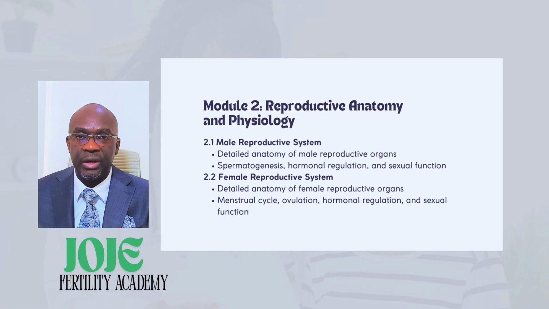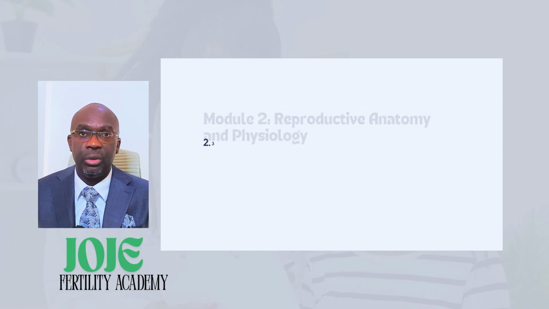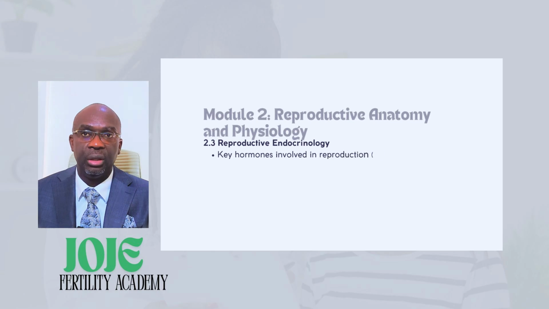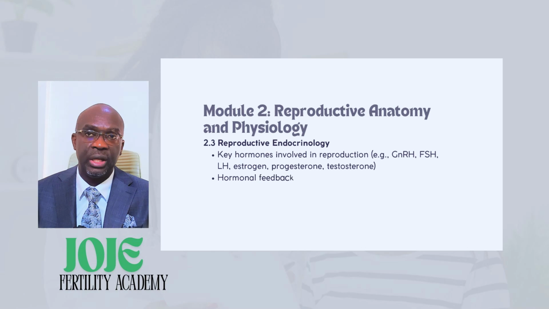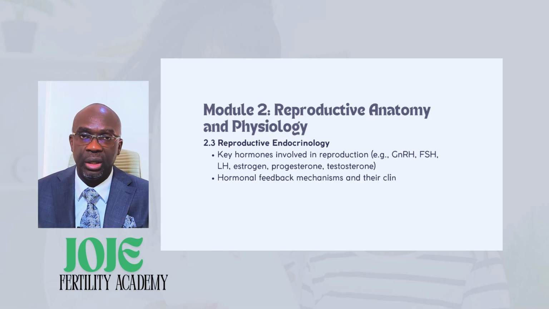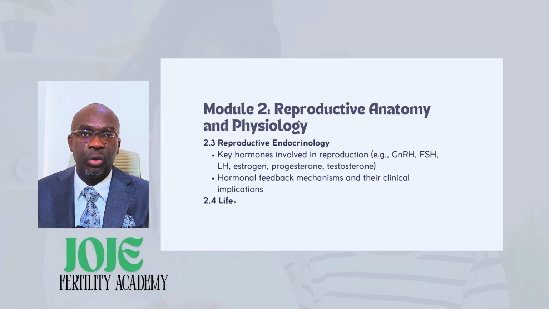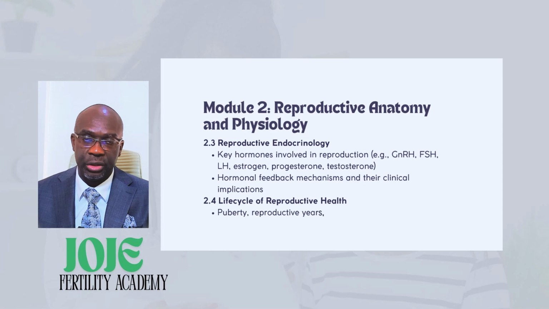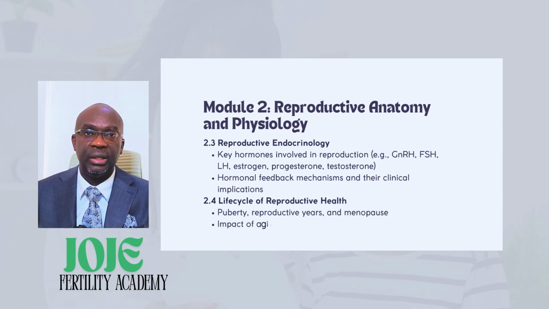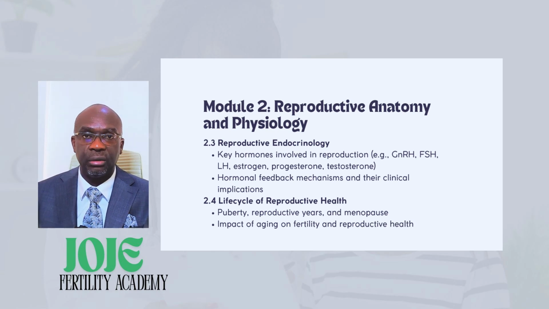And then under reproductive endocrinology, we'll look at the key hormones involved in reproduction, hormones like the gonadotropin-releasing hormone, the follicle-stimulating hormone, luteinizing hormone, estrogen, progesterone, and testosterone. And then we'll also look at hormonal feedback mechanisms and their clinical implications. And lastly, we'll look at the life cycle of reproductive health. Under this, we'll look at puberty, reproductive years, and menopause, and the impact of age on fertility and reproductive health.